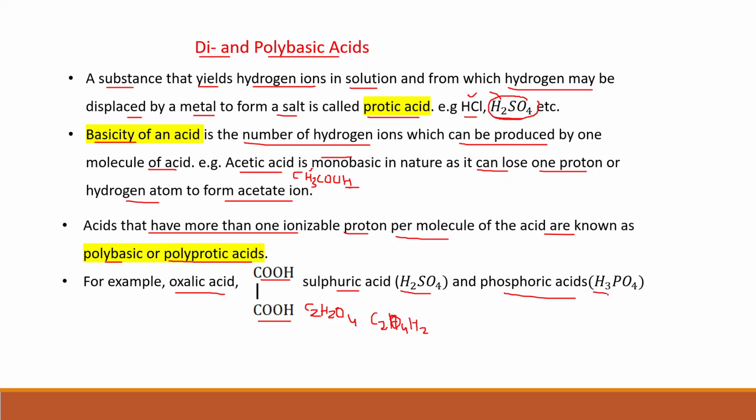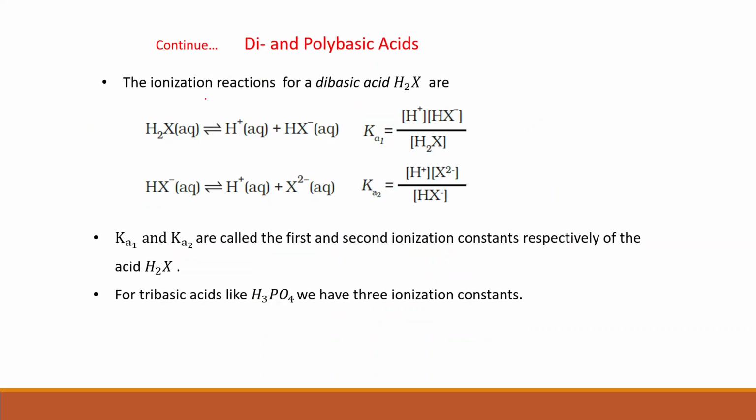Sulfuric acid, H2SO4, is a polybasic acid, or we can say the dibasic acid. Phosphoric acid, these three hydrogen atoms can be ionized, so this is a tribasic acid. The ionization reaction for a dibasic acid H2X can be written like this. In the first step, it loses one hydrogen atom and this will convert into HX minus. For this we can write the acid dissociation constant, and this is for the first step, that's why we are writing Ka1. This is the concentration of products divided by concentration of reactant.